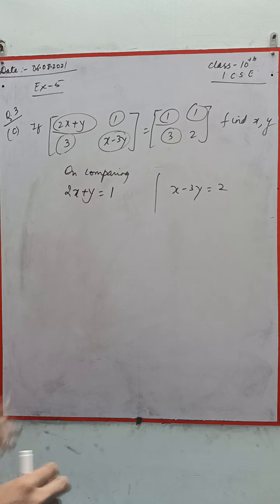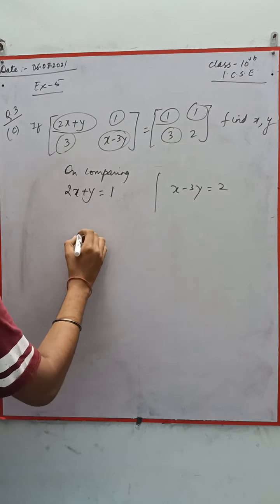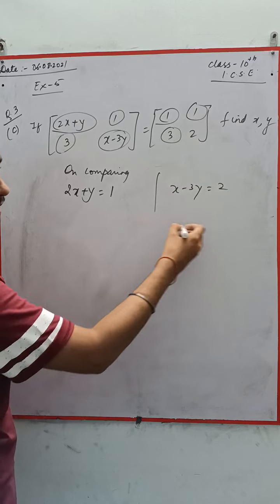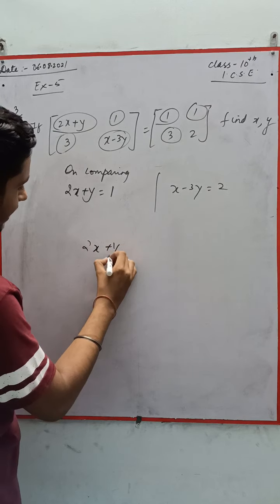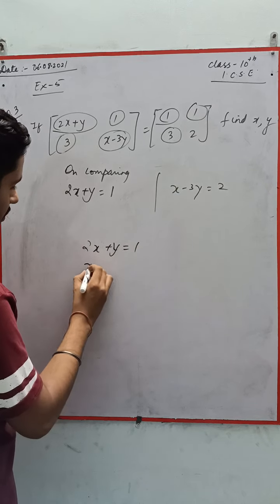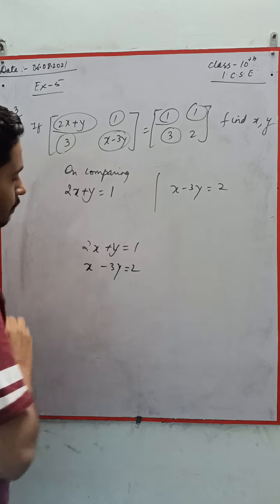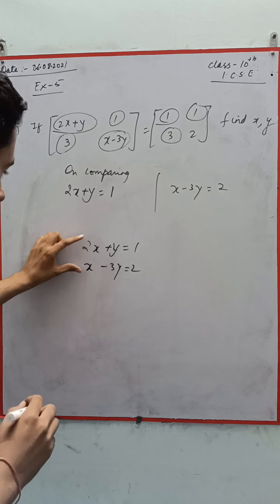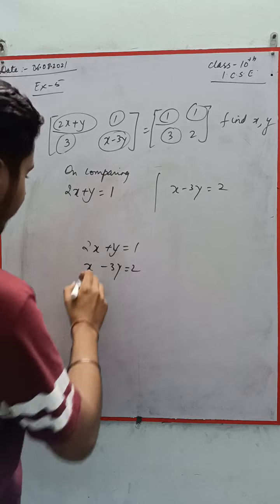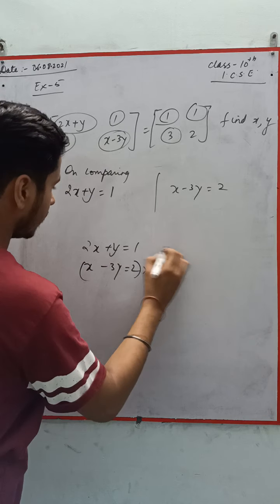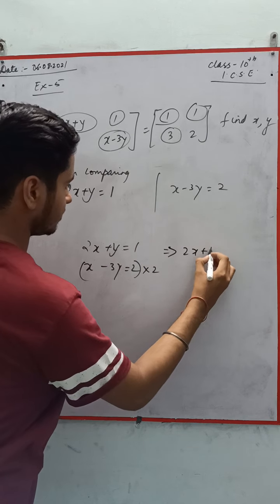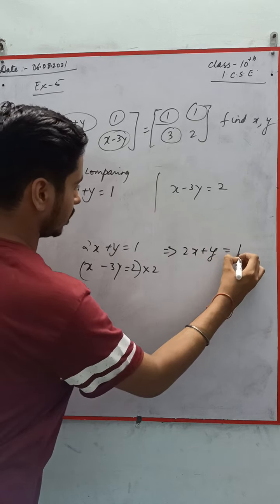So the answer is to eliminate them. So let's use the elimination. Using the elimination method, please write these things. x minus 3y is equal to 2. To make these two same, we need to multiply this equation with 2. So here 2x plus y is equal to 1, and here 2x minus 6y is equal to 4.